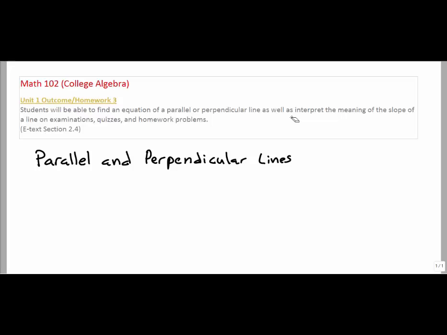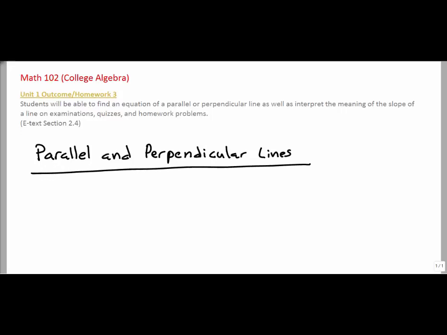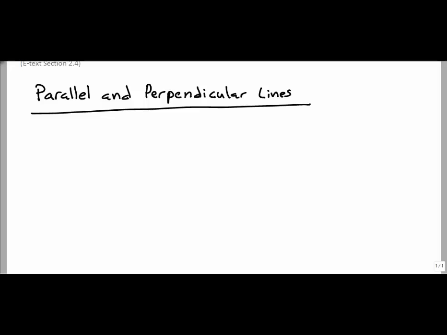In Unit 1, Homework 3, we're going to be looking at parallel and perpendicular lines. So we're going to be building on equations of lines, slopes, x and y intercepts like we were in the last section, but in particular we'll be focusing on parallel and perpendicular lines. So let's go ahead and start with some definitions.